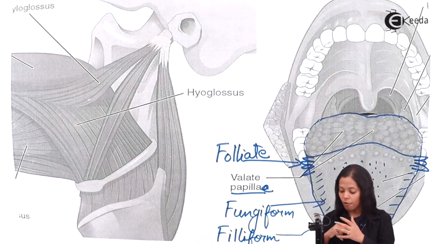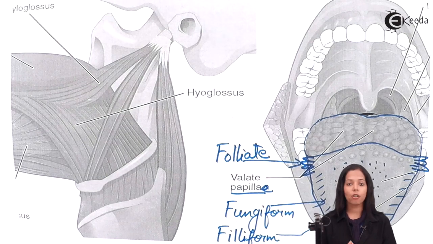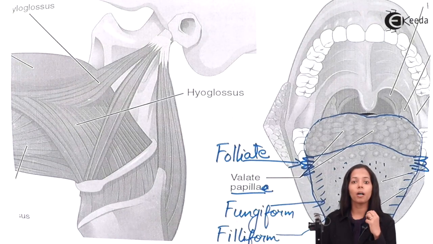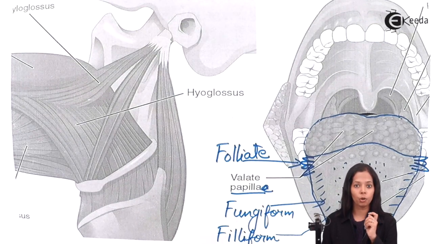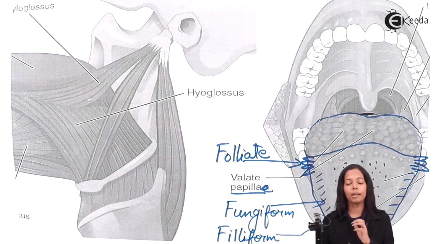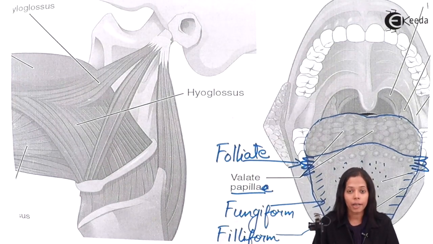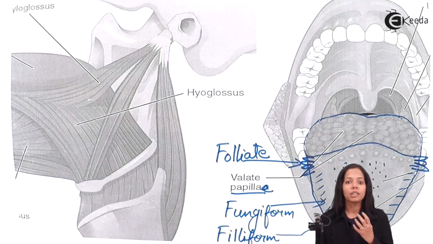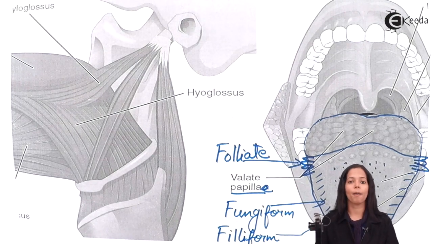Now speaking about Filiform Papillae. Filiform Papillae are much more in number compared to other papillae, but they don't have taste buds. Note, student, Filiform Papillae don't have taste buds. They are concerned with tactile reception. Tactile means touch. So whenever food is kept on the tongue, whether it's cold or whether it's warm, it is realized by Filiform Papillae.